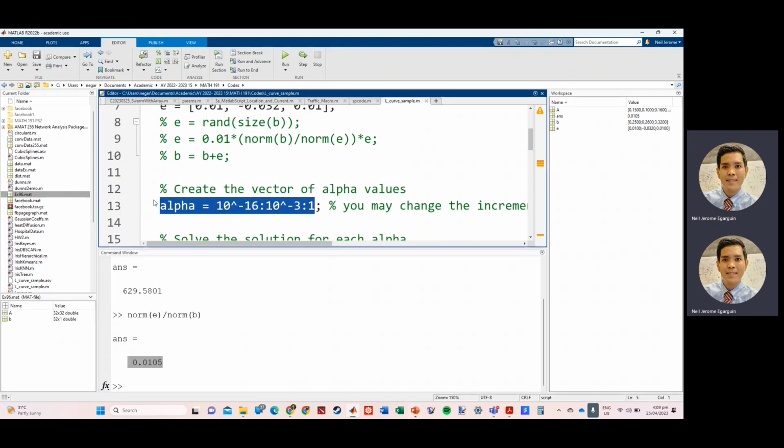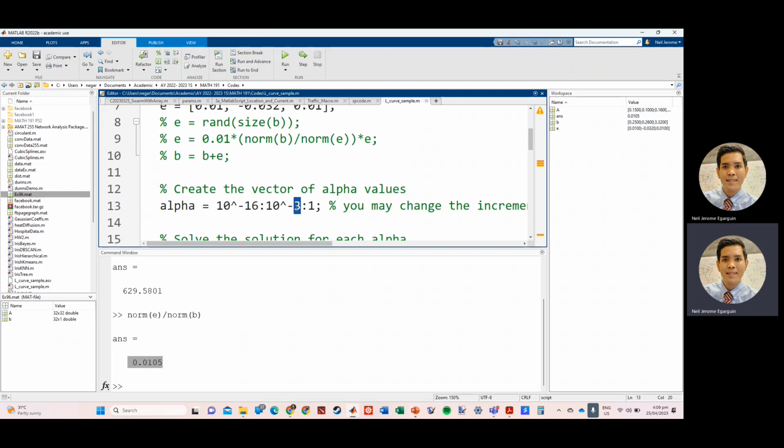This creates a vector of alpha values. So this generates the list of candidates that we have for our solution. It will create a vector starting from 10 to the minus 16 with increment 10 to the negative 3 until it reaches 1. In the modules, I use 10 to the minus 6 increment. So the number in the middle tells you how much is the jump between one possible alpha value to another. Just to save time, because it might take quite long, I'll replace minus 6 by 3, right?